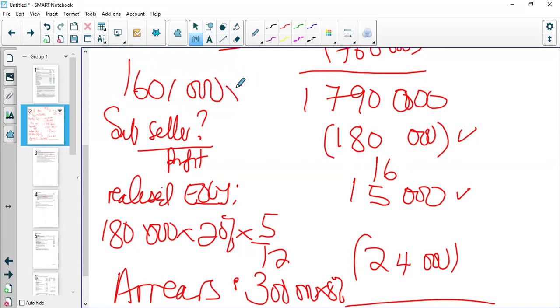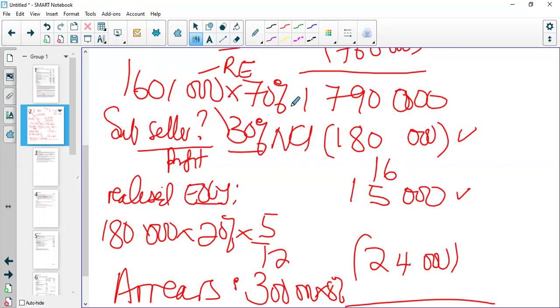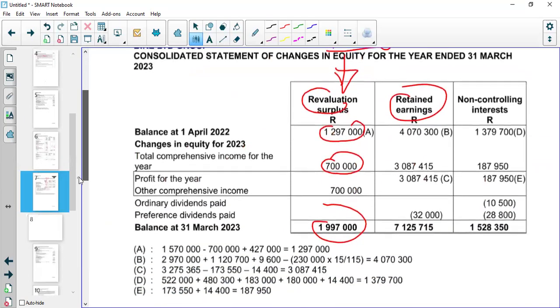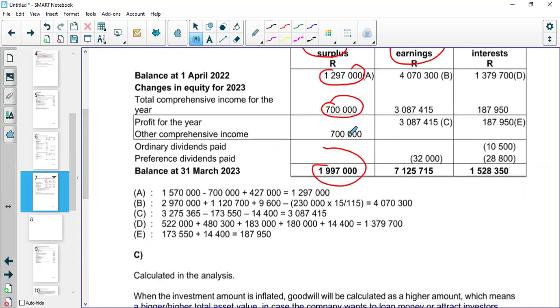1,601,000. Now, 70% of this goes to the parent under retained earnings. 30% of this goes to NCI, right? Then, so basically that's all we have to do about, so how much will we have? You say 1,601 times 70%, right? So where is our statement of changes in equity? Because now that's a lot of information, right? So that is B.